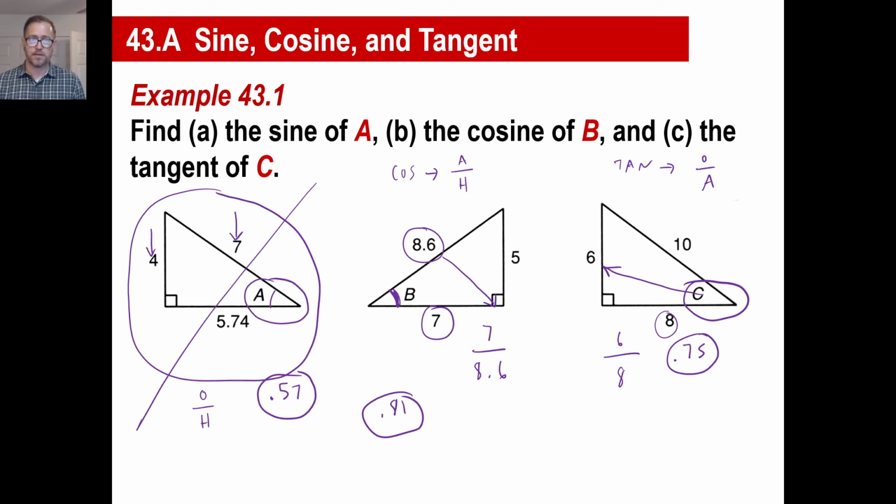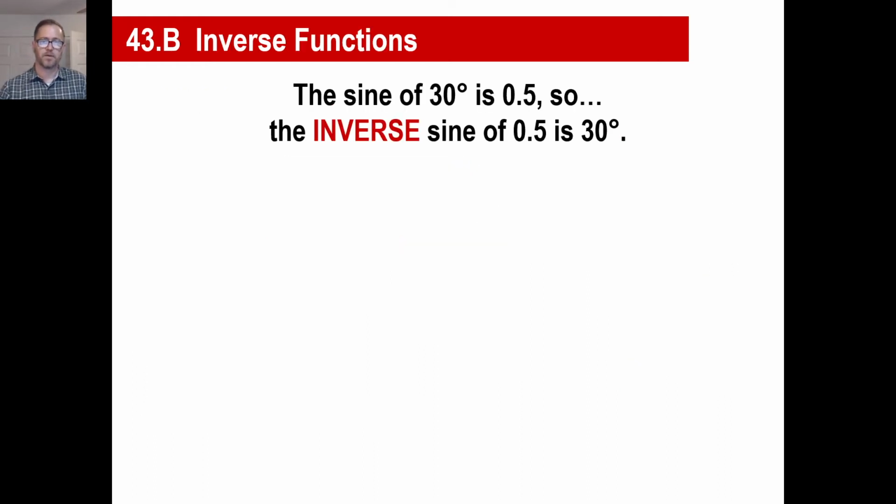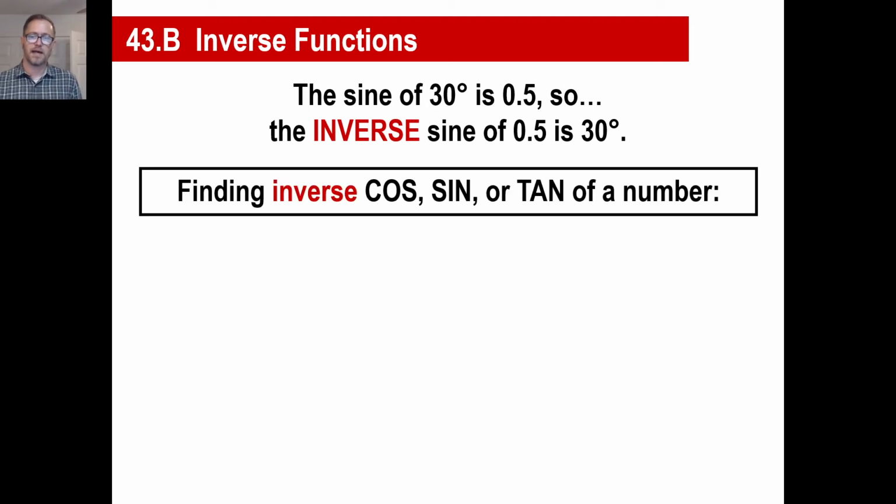And we can actually go backwards, which we're going to do pretty soon. I'll say the cosine of this angle is 0.98. What kind of angle will give you that ratio? Then we'll go backwards and find that out. The sine of 30 degrees is 0.5, right? So the inverse sine of 0.5 is 30 degrees. We're going to go back and forth on these, and I'll show you how to find the inverse of a cosine, sine, or tangent of a number. Here's how you do it.